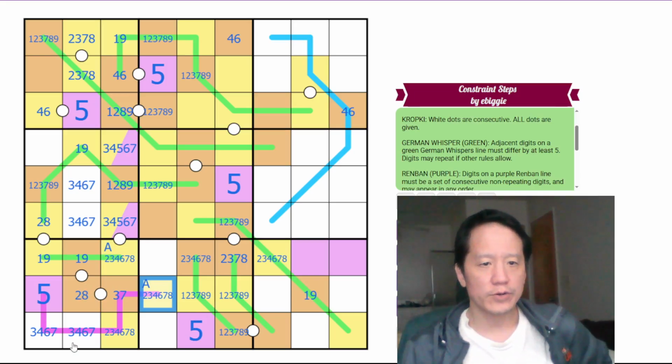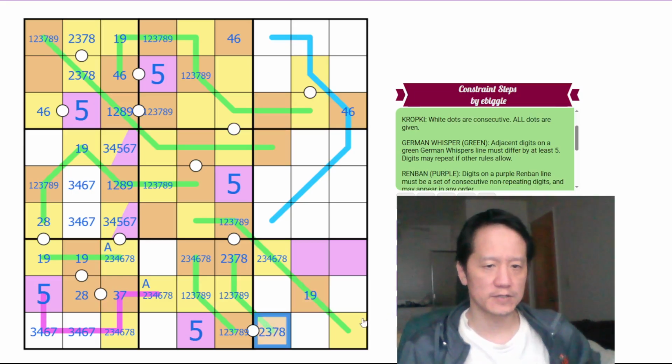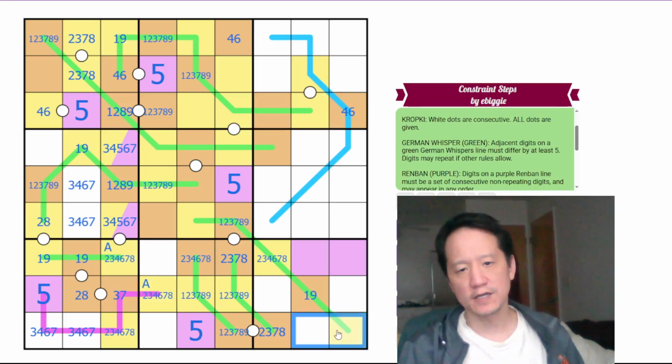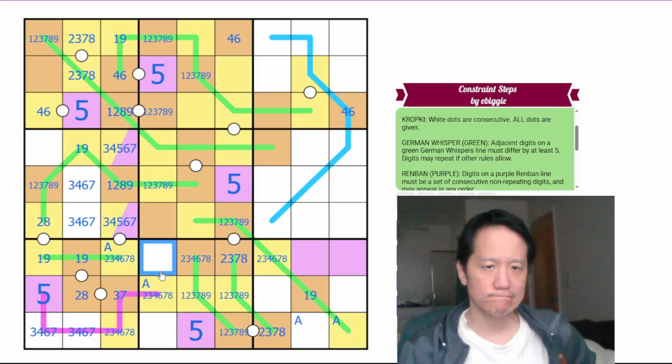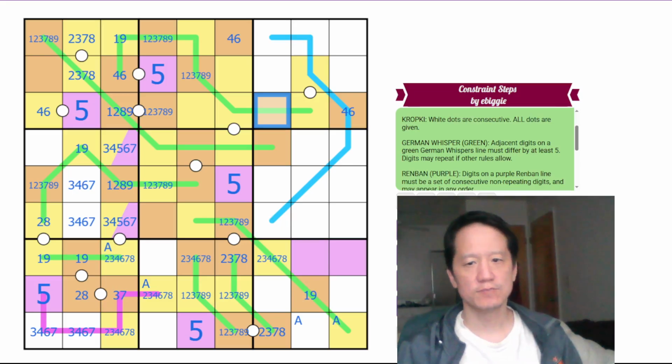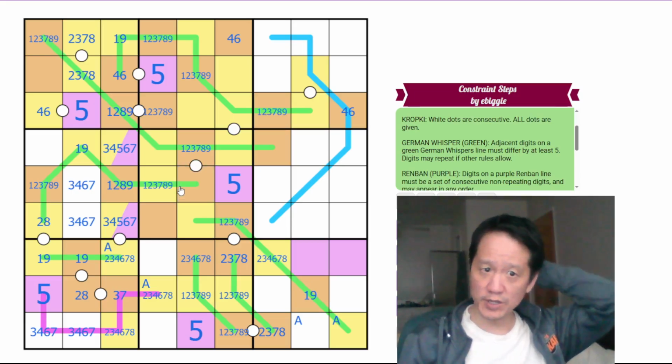So the orange 4-6 has to be one of these two. So this cannot be orange 4-6. It cannot be orange 1-9. So this is orange 2-3-7-8. This A has to be one of these two cells. We're not sure which. This is 1-2-3-7-8-9 as possibilities. This is 1-2-3-7-8-9. But this could be any of them.